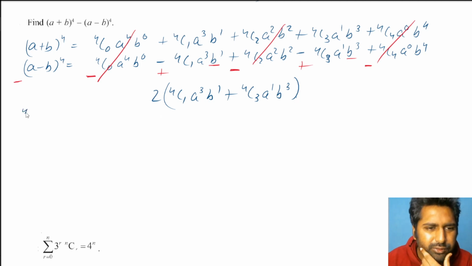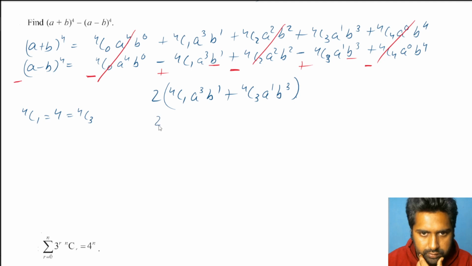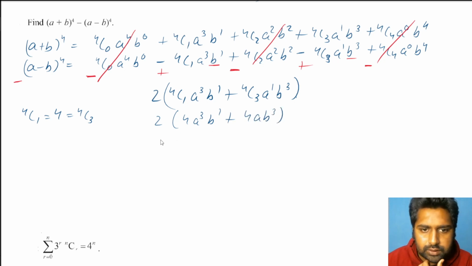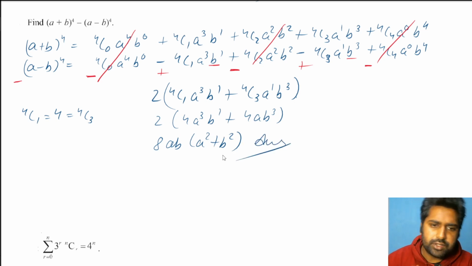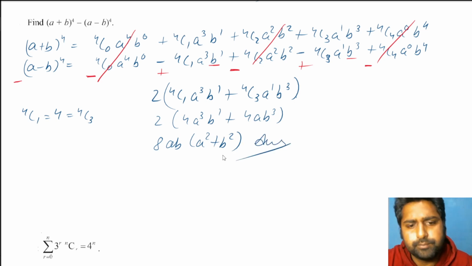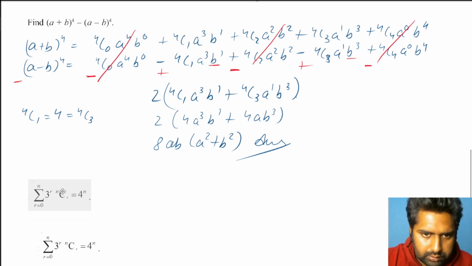Now let's put down the value of 4C1. nC1 is always n, that's 4, and if you use the property nCr equals nC(n minus r), 4C(4 minus 1) becomes 4C3. So both are 4. So 4a cube b plus 4a b cube. If you take 4 common, it will become 8. If you take ab further common, it will be a square plus b square. This is the simplified expression that you can get. Okay, all right.